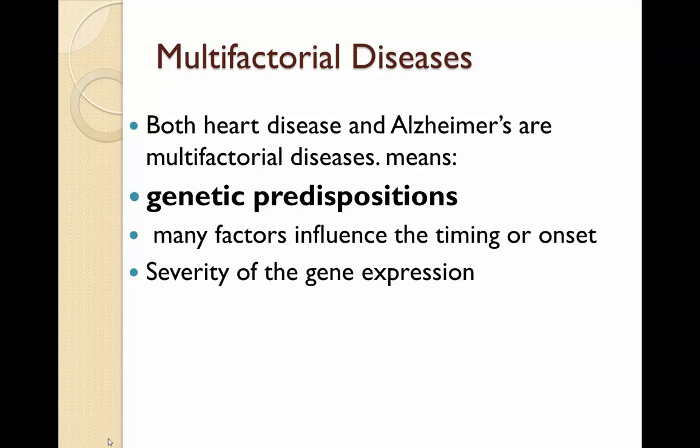So we may have a genetic predisposition to these. Our genes may make us more at risk for the development. However, within the environment and our own genetic makeup, there are many factors that influence when we'll have onset of the disease, or the timing or the severity in which the genes will express themselves.